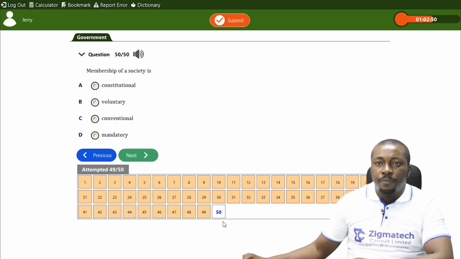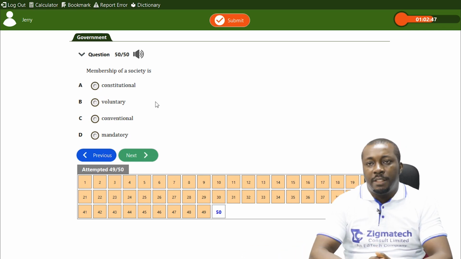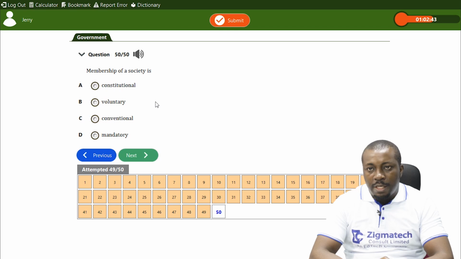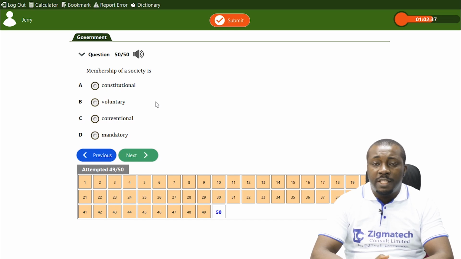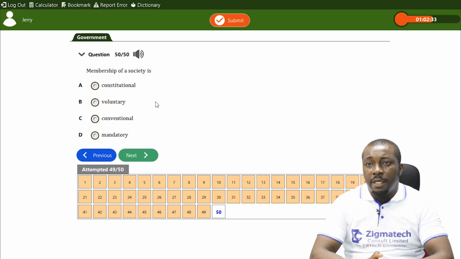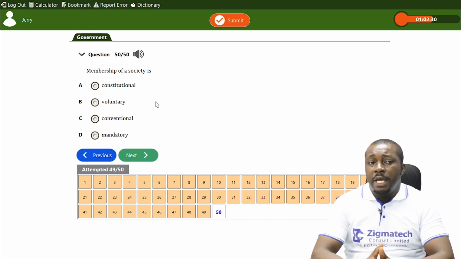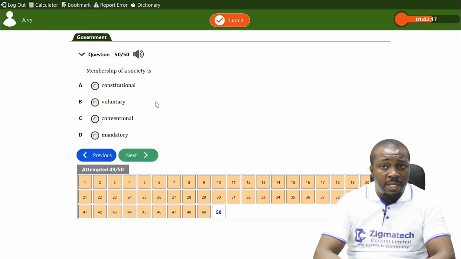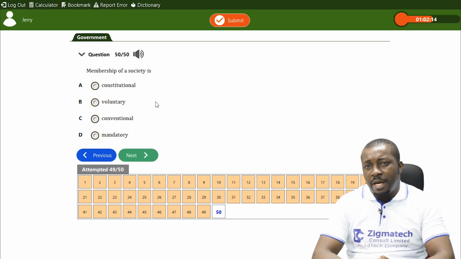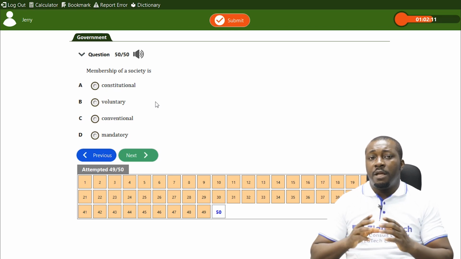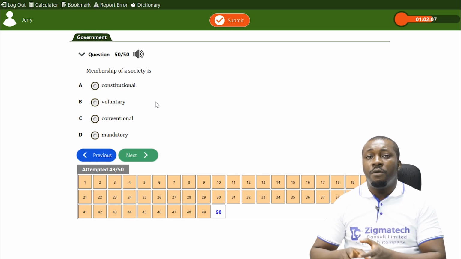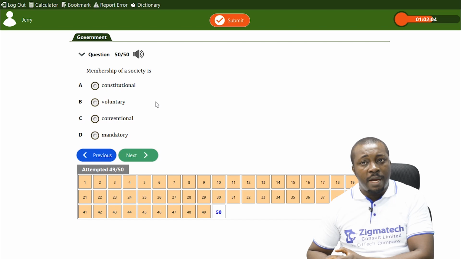Now, the next question says, membership of a society is dash. Now, this question tests your knowledge of different forms of association. Of course, you were taught state, nation, society. A state, on one hand, is a politically organized group of people occupying a definite territory with a government that has supreme power to make and enforce laws with all coercive means without external interference. A nation, on the other hand, is a group that shares common culture, values, origin, and language, occupying a territory.